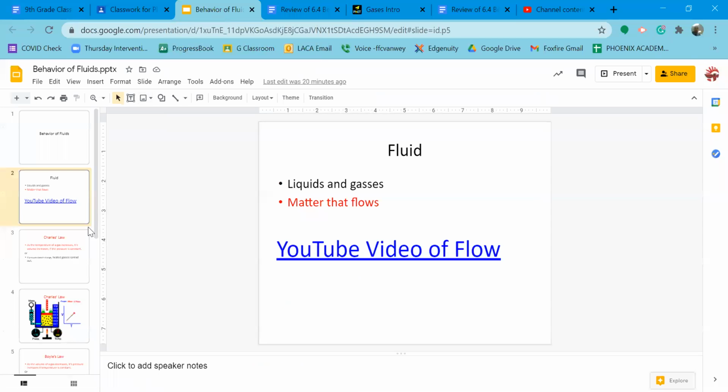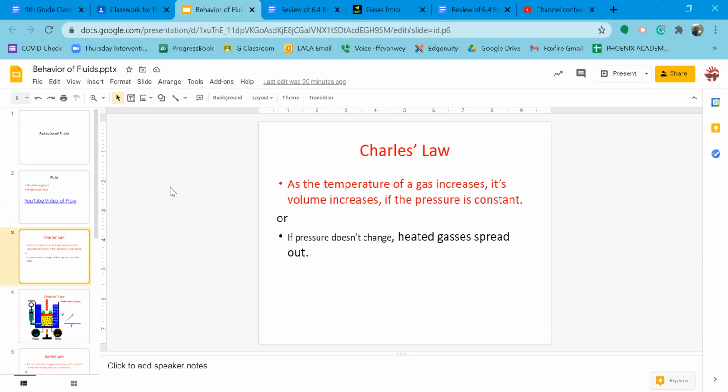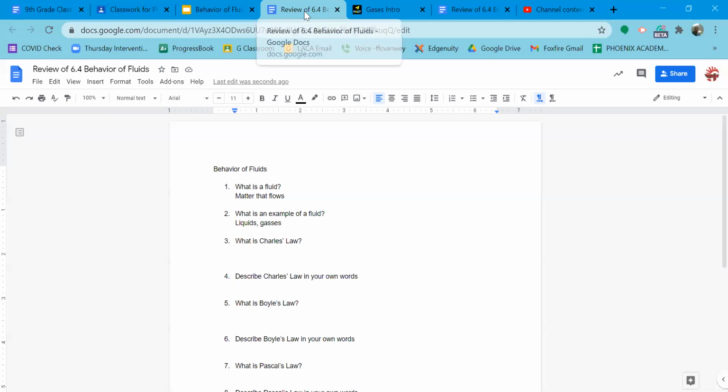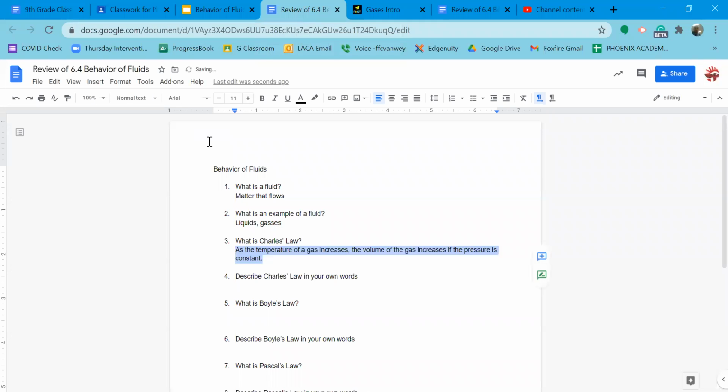Next question is, what is Charles' law? And here we go. It is, as the temperature of a gas increases, its volume increases if the pressure is held constant. And we'll see what that means when we do the lab. But if you keep the pressure constant, increasing the temperature of a gas will increase its volume or its size. Okay.